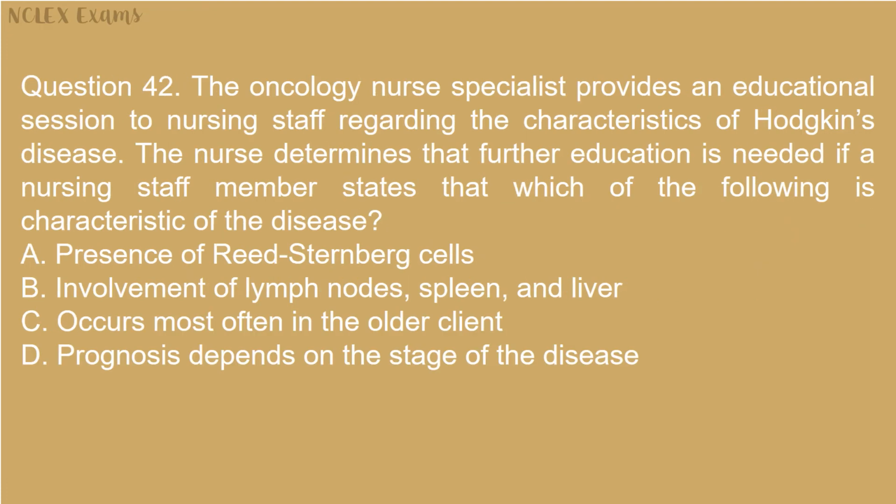Question 42. The oncology nurse specialist provides an educational session to nursing staff regarding the characteristics of Hodgkin's disease. The nurse determines that further education is needed if a nursing staff member states that which of the following is characteristic of the disease? A. Presence of Reed-Sternberg cells. B. Involvement of lymph nodes, spleen, and liver. C. Occurs most often in the older client. D. Prognosis depends on the stage of the disease.